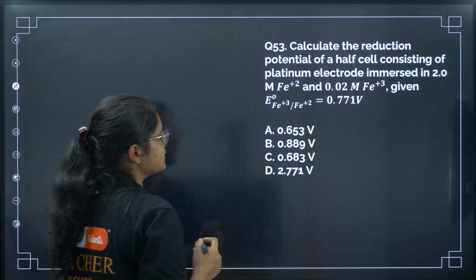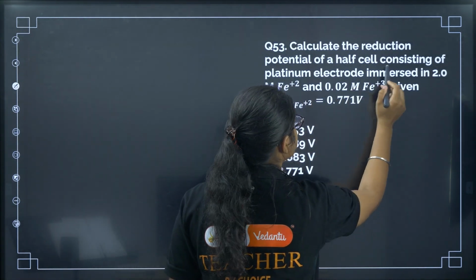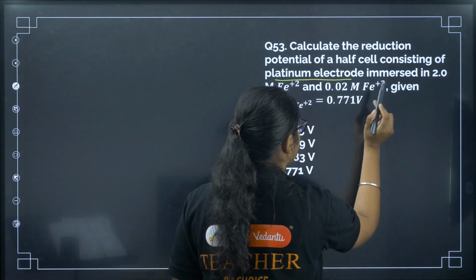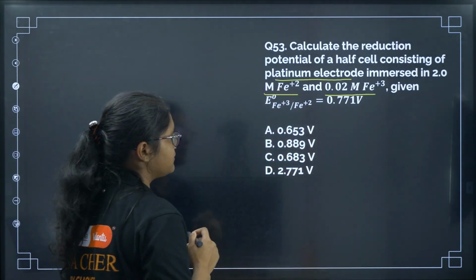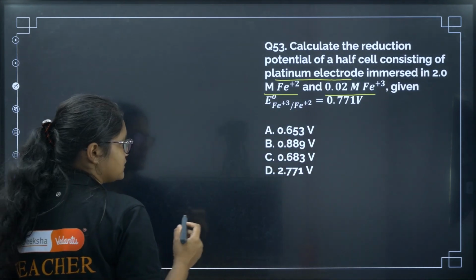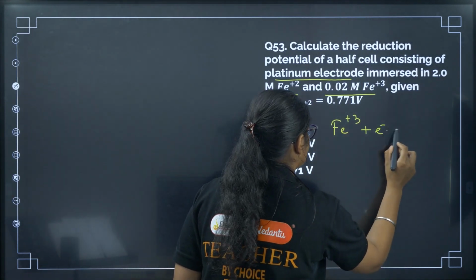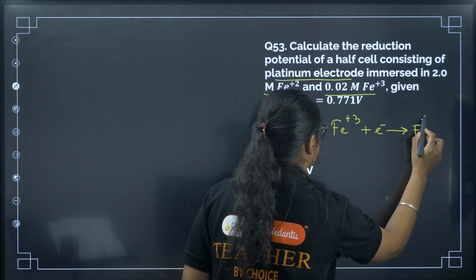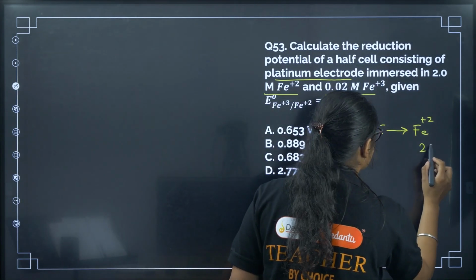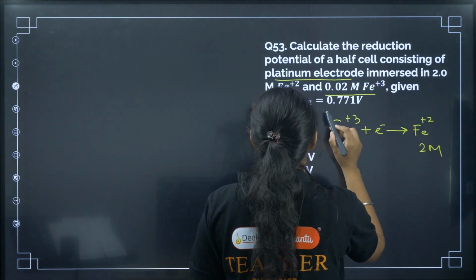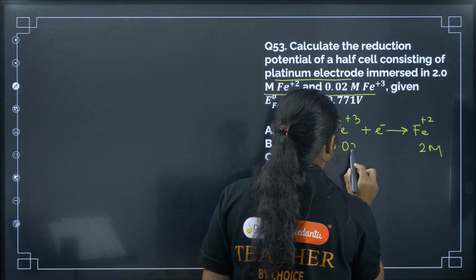Next, calculate the reduction potential of a half cell consisting of a platinum electrode immersed in 2 molar Fe2+ and 0.02 molar Fe3+. So Fe3+ is getting reduced, plus 1 electron, to Fe2+. The concentrations are given accordingly: Fe2+ is 2 molar and Fe3+ is 0.02 molar.